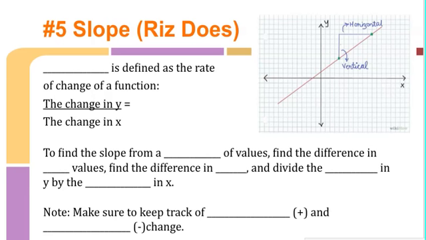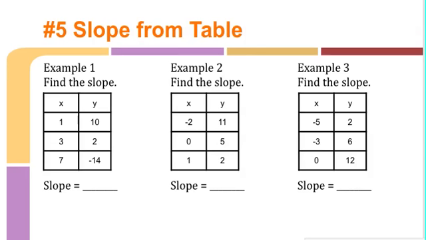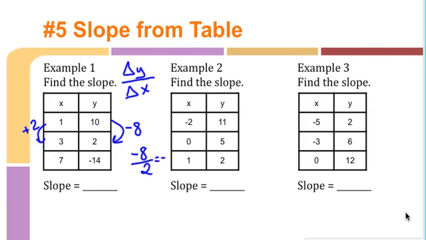So these first 3 examples are going to be about tables of values. So these are what tables of values look like. So what you're going to do is you're going to find the difference in y. So here we go. 10 to 2. So I'm going to think in my head, I know that's subtracting 8. And then from 1 to 3, I know that's adding 2. So I'm going to take the change, that's what this little triangle means, the change in y divided by the change in x. So the change in y was negative 8, and the change in x was positive 2, which is equal to negative 4. So my slope is equal to negative 4.